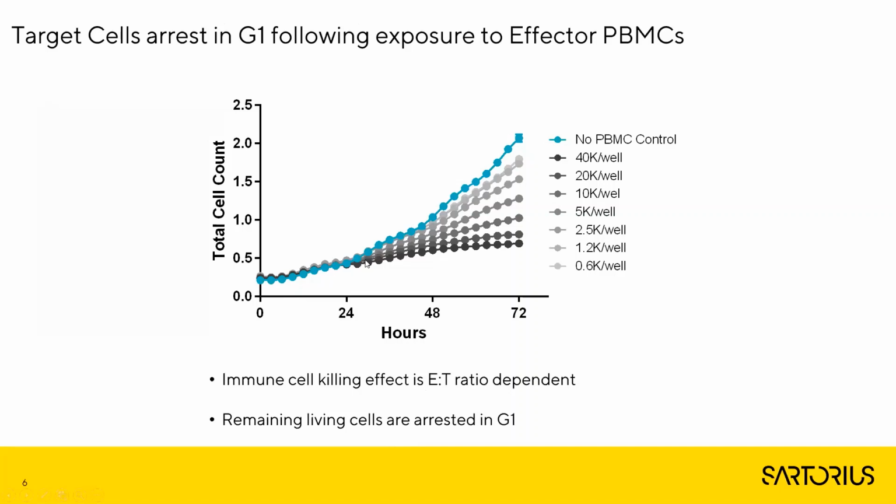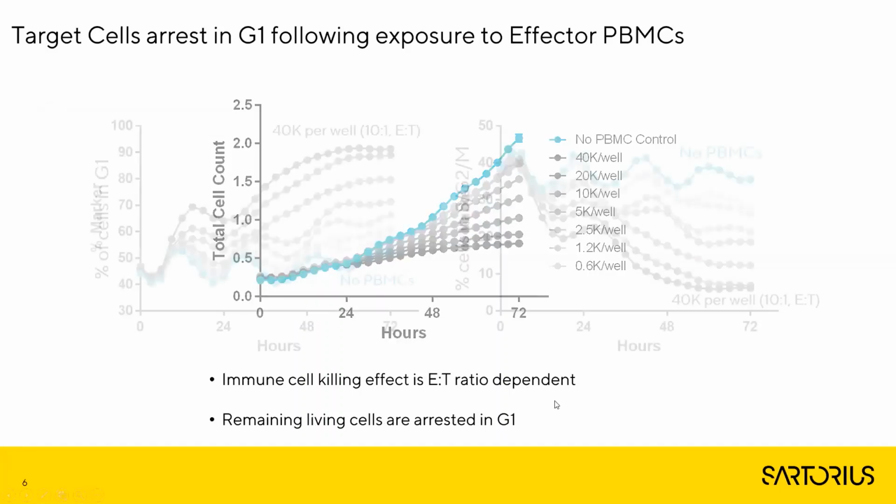In the no PBMC control, you see rapid proliferation of these cells. And as we increase the number of PBMCs, this is about a 10-to-1 effector to target cell ratio, we see inhibition of growth, but also induction of cell death. As we observed in the images, the remaining living cells are arrested in G1.